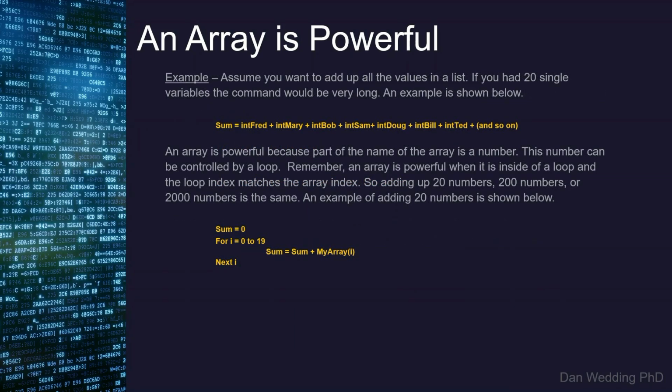Assume you want to add up all the values in a list. If you had 20 single variables, the command would be very long. An example is shown below. An array is powerful because part of the name of the array is a number. This number can be controlled by a loop. Remember, an array is powerful when it is inside of a loop and the loop index matches the array index. So adding up 20 numbers, 200 numbers, or 2,000 numbers is the same. An example of adding 20 numbers is shown below.